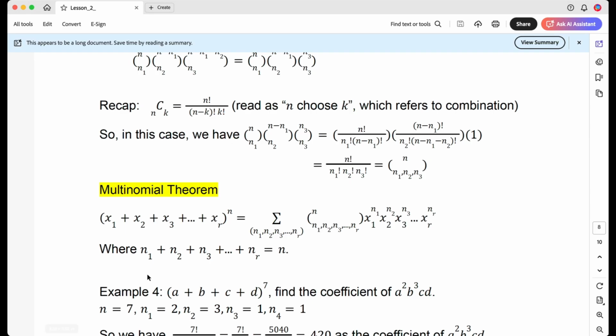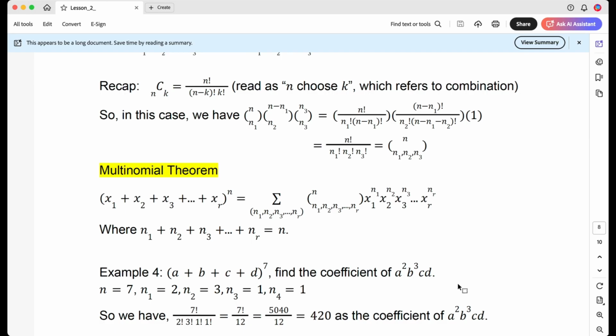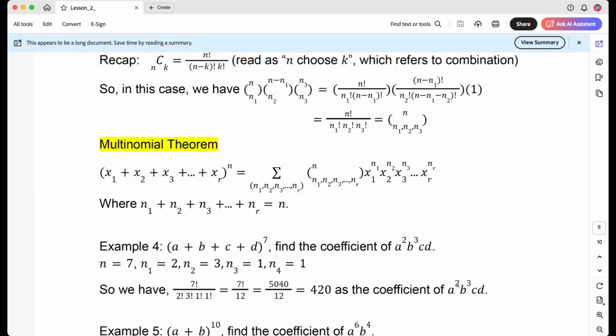So if we're dealing with the 4 terms here, a plus b plus c plus d to the 7th power, and we want to find the coefficient of a squared b cubed cd, the exponents there are 2, 3, 1, 1, which add up to 7. We do 7 factorial divided by 2 factorial, 3 factorial, 1 factorial, 1 factorial. 2 factorial is 2, 3 factorial is 6, so downstairs is 12. 7 factorial is 5,040, so the coefficient happens to be 420 after division.